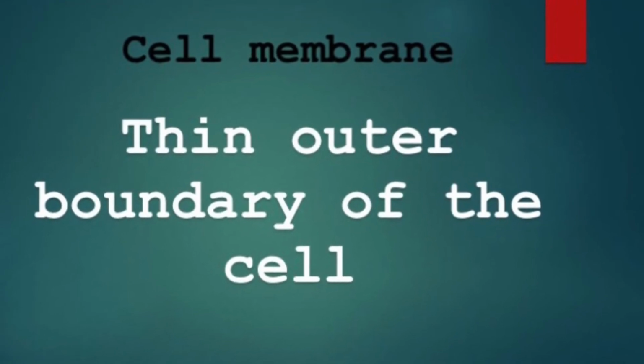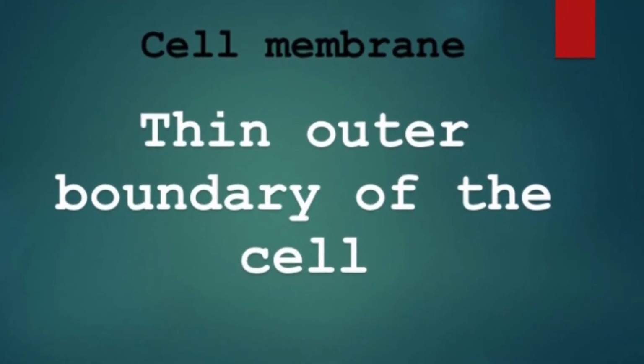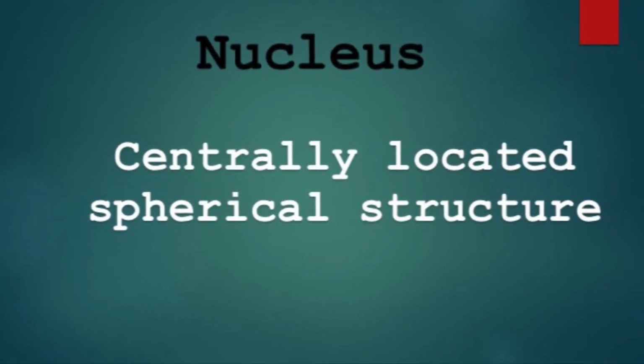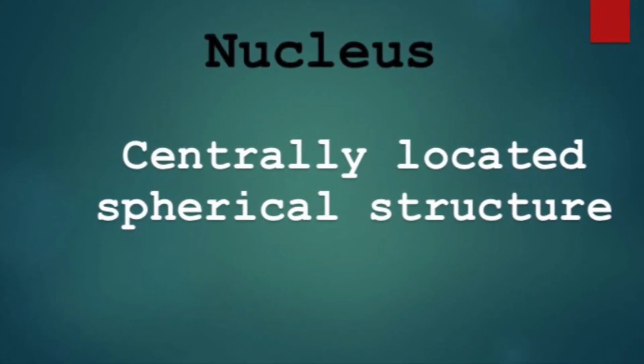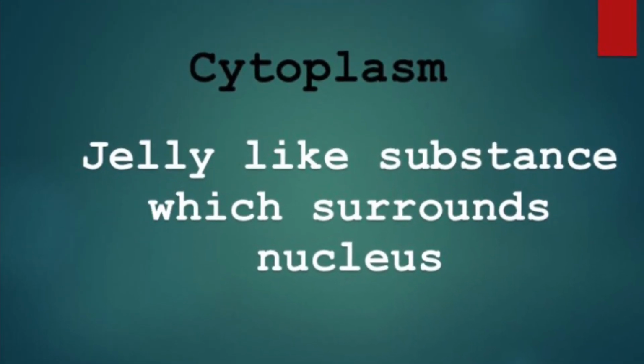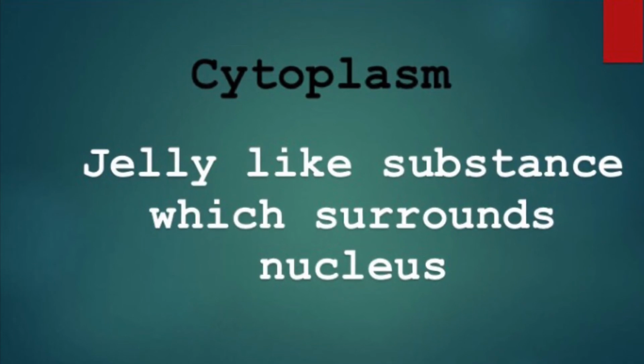The cell is enclosed by a thin outer boundary called the cell membrane. Most cells have a distinct centrally located spherical structure called the nucleus. The nucleus is surrounded by a jelly-like substance called cytoplasm.